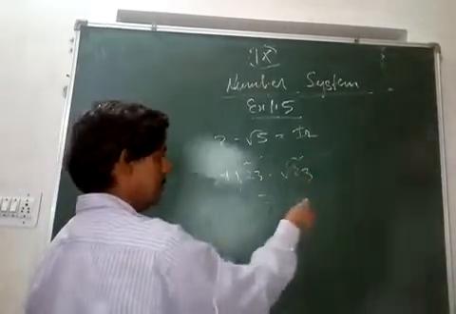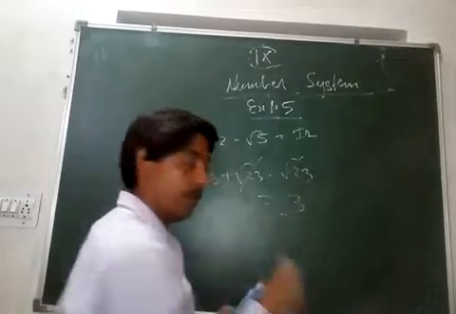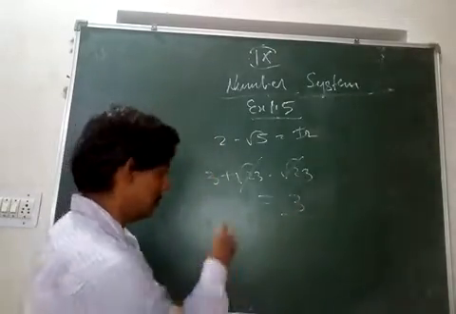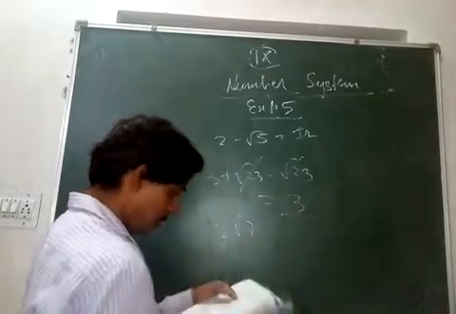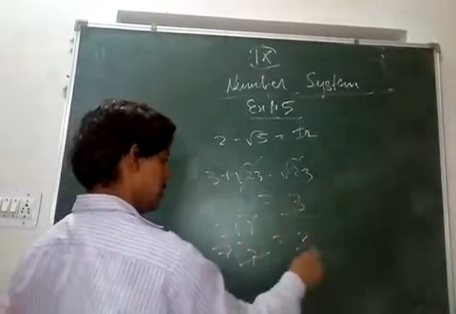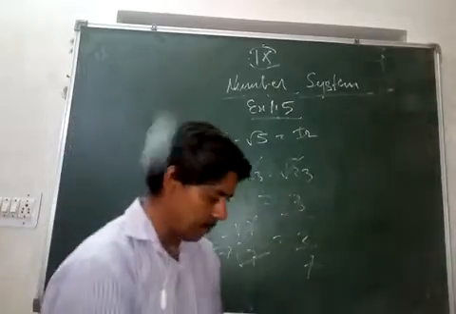Next one, 3 plus root 23 minus root 23. These two get cancelled, you get 3. This is a rational number, not irrational, rational. Then 2 root 7 upon 7 root 7. So again, root 7 gets cancelled, you get 2 by 7. It's again a rational number.